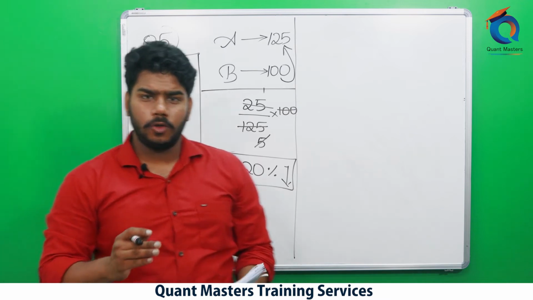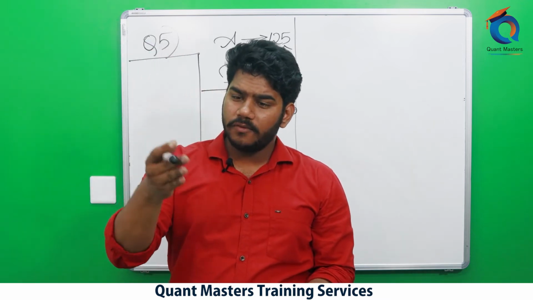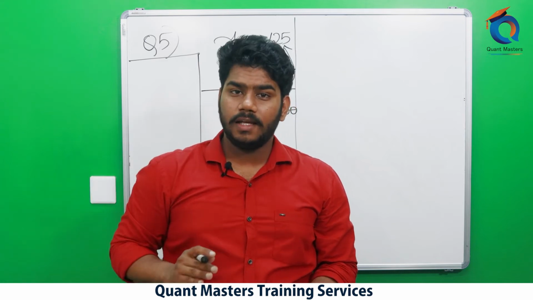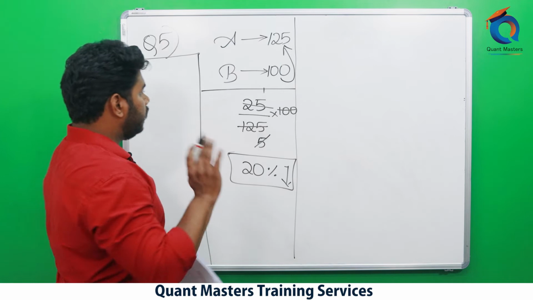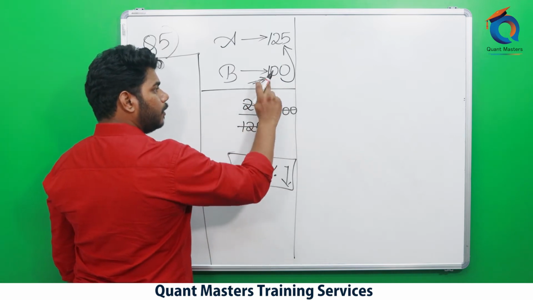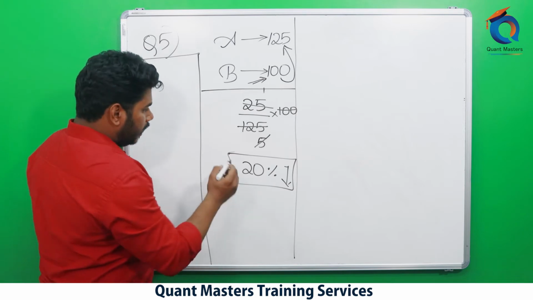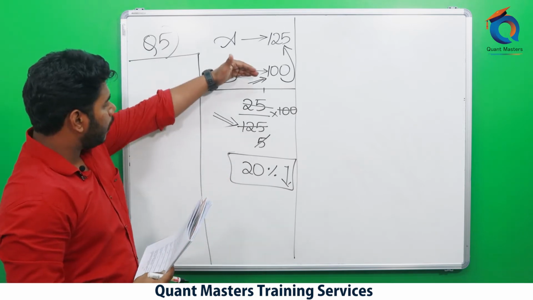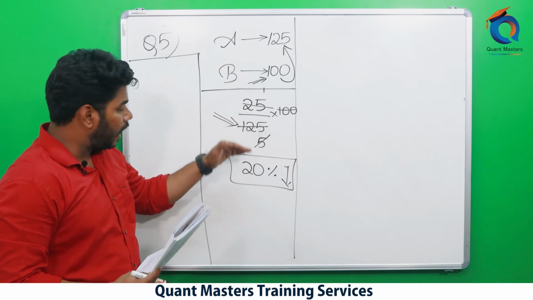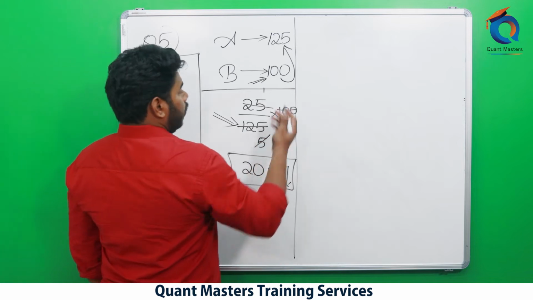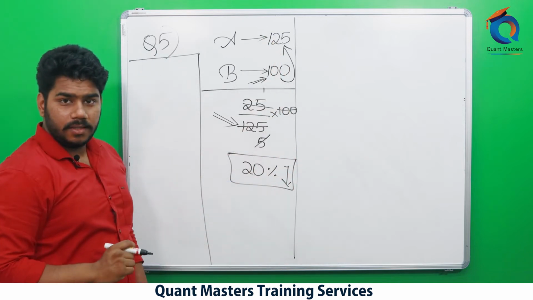Now you might have a doubt. If A's salary is 25% more than B, shouldn't B's salary be 25% less than A? Yes or no? See, the reason for the difference is that initially I am comparing with 100, and then I am comparing with 125. When I am comparing with different values, I will get a different answer. Am I right? I hope you have understood this method.